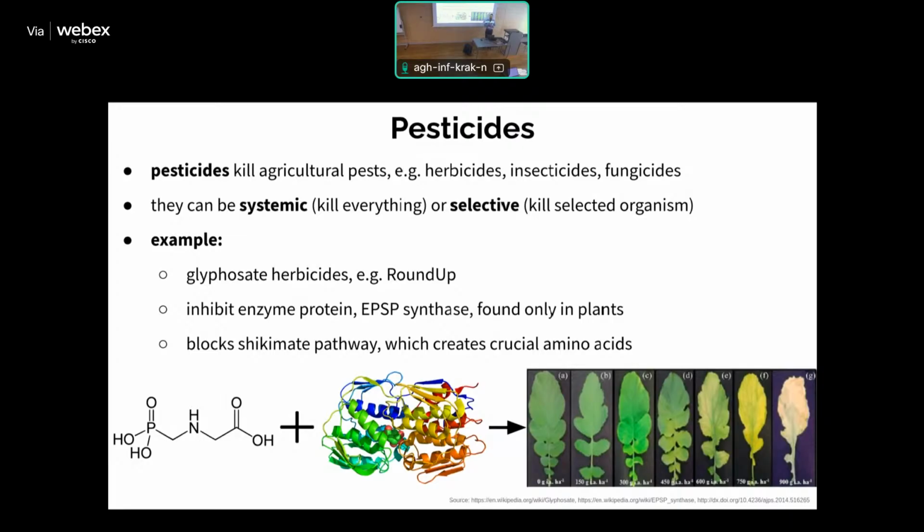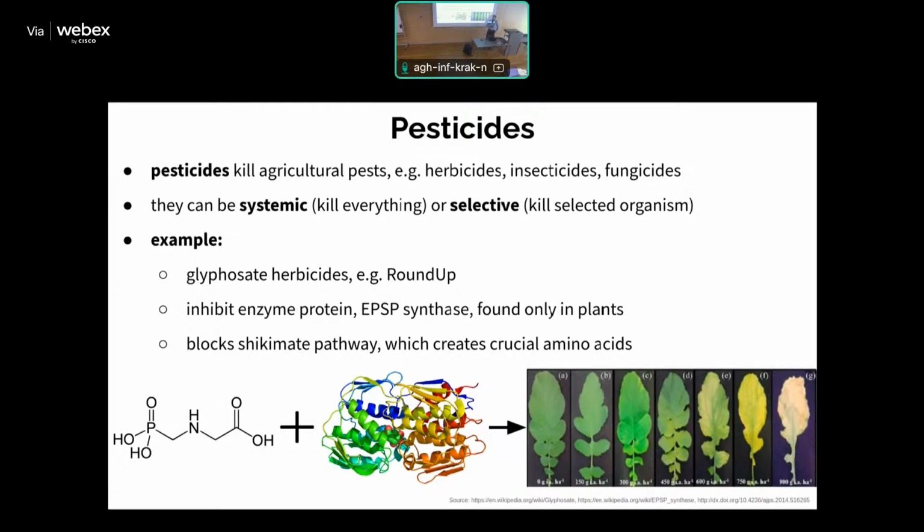But we nowadays prefer the selective pesticides that kill just the organism that we want to kill. Like, for example, a very specific group or species of pests. An example, maybe not a great example, is glyphosate. Glyphosate is a very common herbicide, but not very selective. For example, Roundup. You may recognize it, it's a very commonly used herbicide.